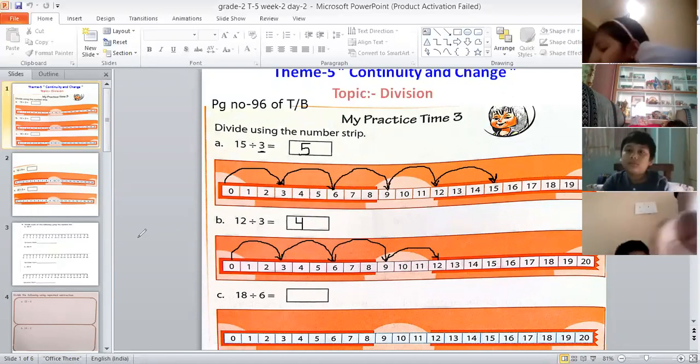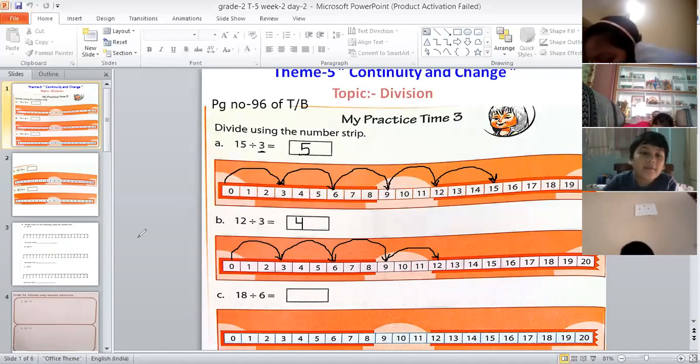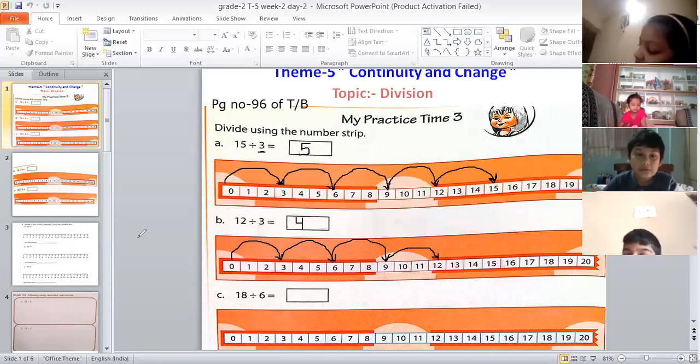Akshar, read the next question. Third one, 18 divided by 6. After the division symbol, what is the number?